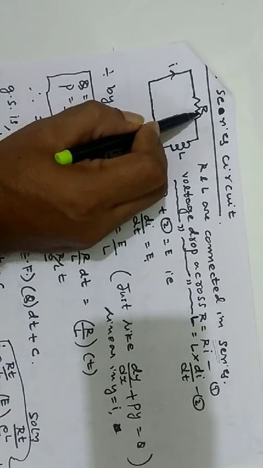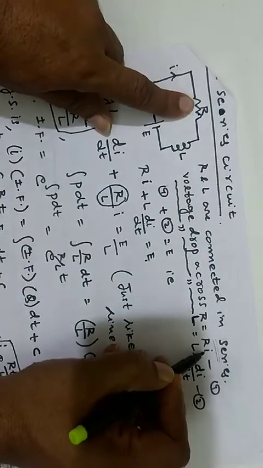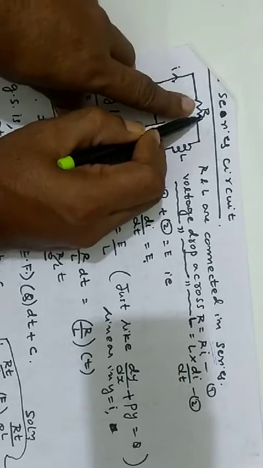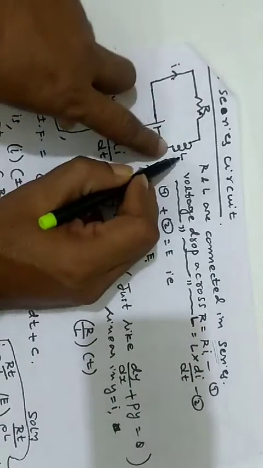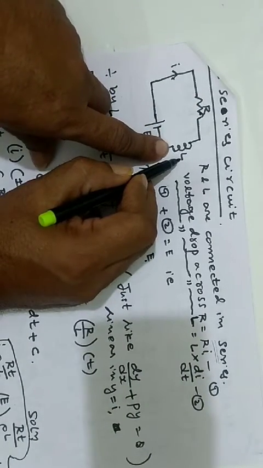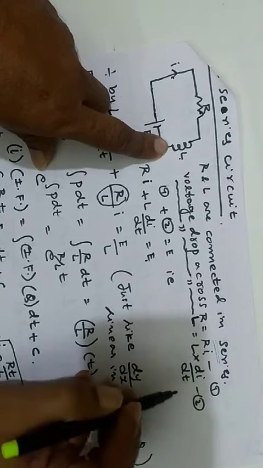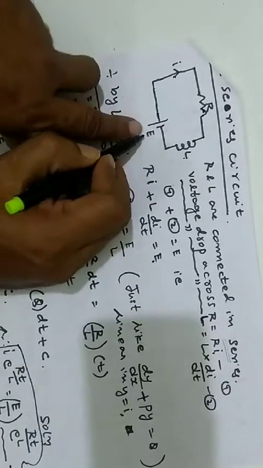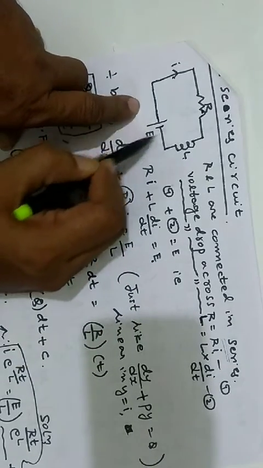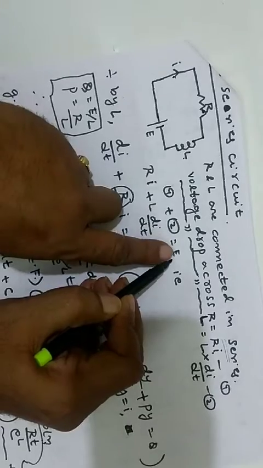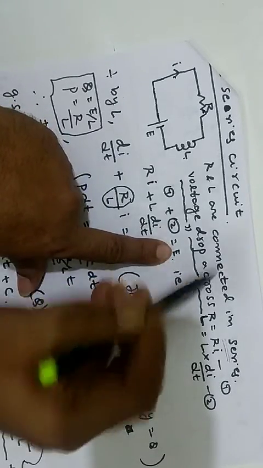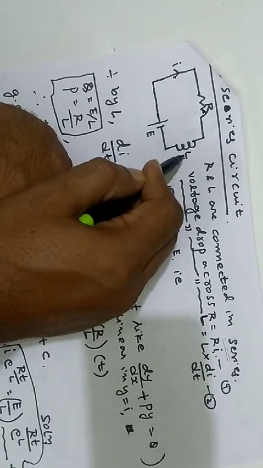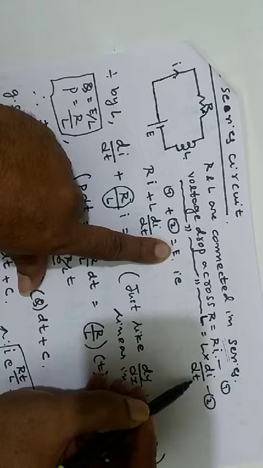How? What is the voltage drop across R? R into I, because I is the current flowing. So voltage drop across R is R into I. Similarly, voltage drop across L is L into di by dt. This sum, that is Ri plus L into di by dt, must be equal to E. Observe the point: the voltage source E must be equal to the voltage drop across R, that is Ri, plus the voltage drop across L, that is L into di by dt.